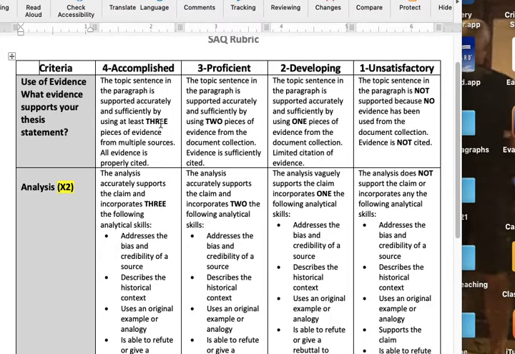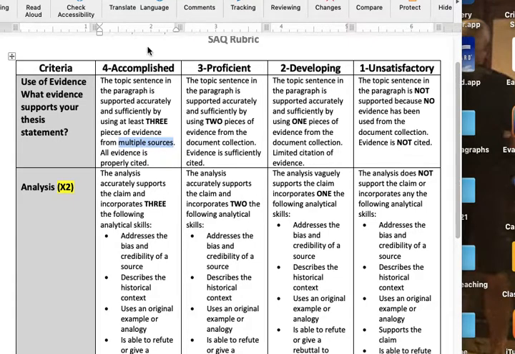If you take a look, I always look at the bold and the capitalized items here. There's a topic sentence. You have to have a topic sentence in here. All of these have a topic sentence. There's a topic sentence in your paragraph. It's supported accurately and sufficiently by at least 3 pieces of evidence from multiple sources. Don't give me the same document 3 separate times. It's not going to work. All evidence is properly cited.